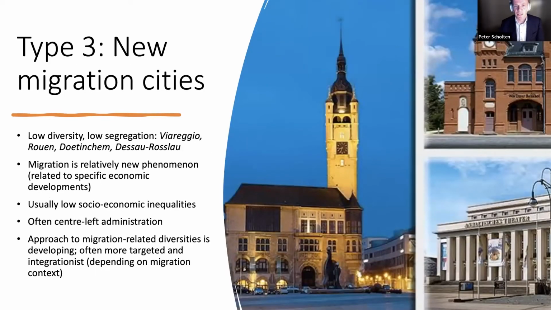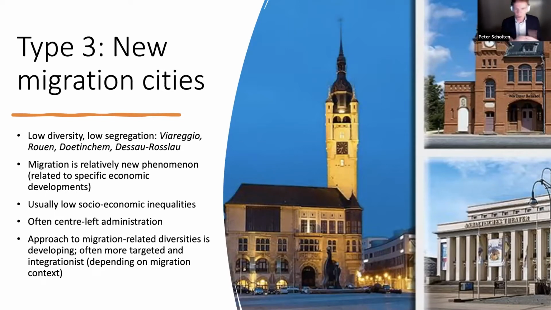Then type 3 cities are, we think, new migration cities. They are low diversity, low segregation cities like Viareggio, Rouen, Doetinchem, and the German city of Dessau-Roßlau, as here in the picture. And often migration here is a relatively new phenomenon connected to some new economic developments in these cities, which can be a new economy evolving, can be touristic developments taking place, can be, like in the city of Doetinchem, the evolution of a city from having a more rural regional function towards a more high-tech agricultural function, or in Dessau-Roßlau, technological innovation and the establishment of higher education institutions that also become a factor for migration.